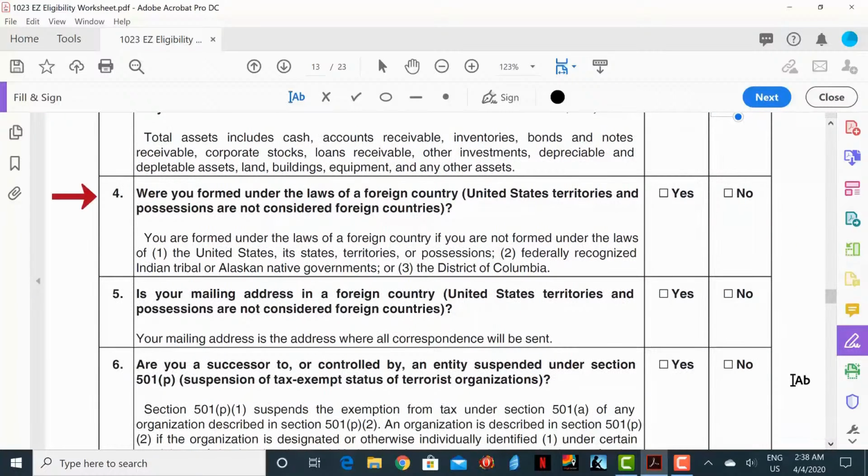Question 4. Were you formed under the laws of a foreign country? United States territories and possessions are not considered foreign countries. No. Question 5. Is your mailing address in a foreign country? United States territories and possessions are not considered foreign countries. No. Question 6. Are you a successor to or controlled by an entity suspended under Section 501P? No.